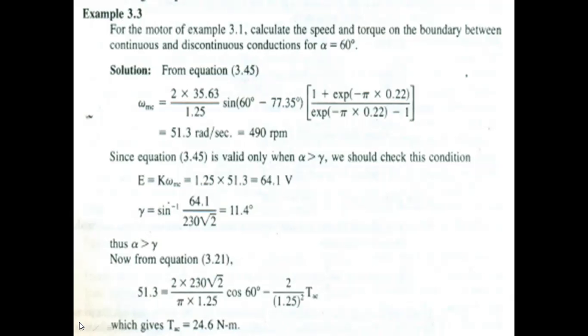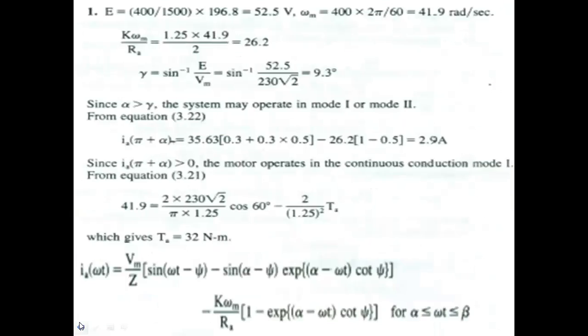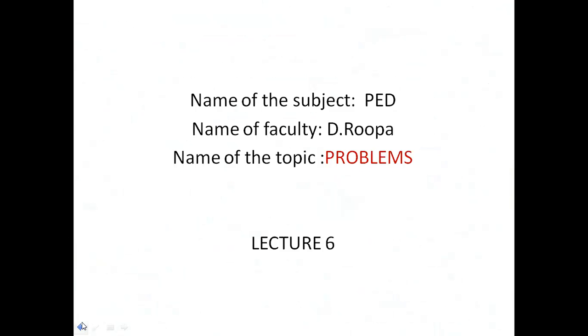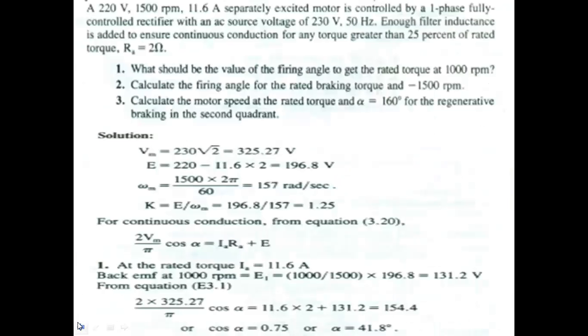See here, the data is in the first problem. This is the second problem, and this is the first problem data. A 220 volts, 1500 RPM motor, with rated current 11.6 amperes. It is a separately excited motor controlled by a single phase fully controlled rectifier with an AC source voltage of 230 volts, 50 hertz frequency.